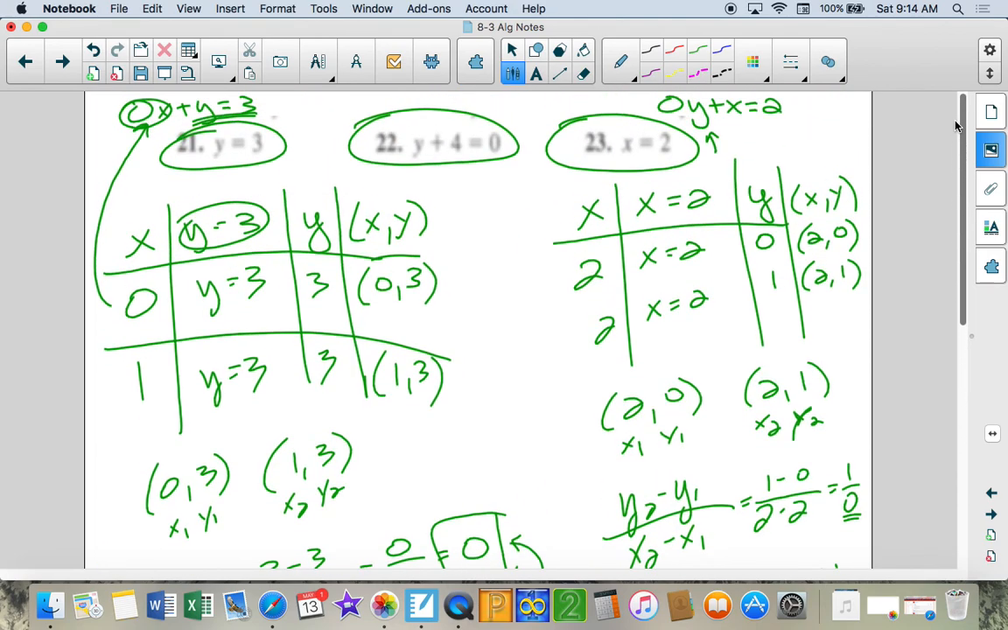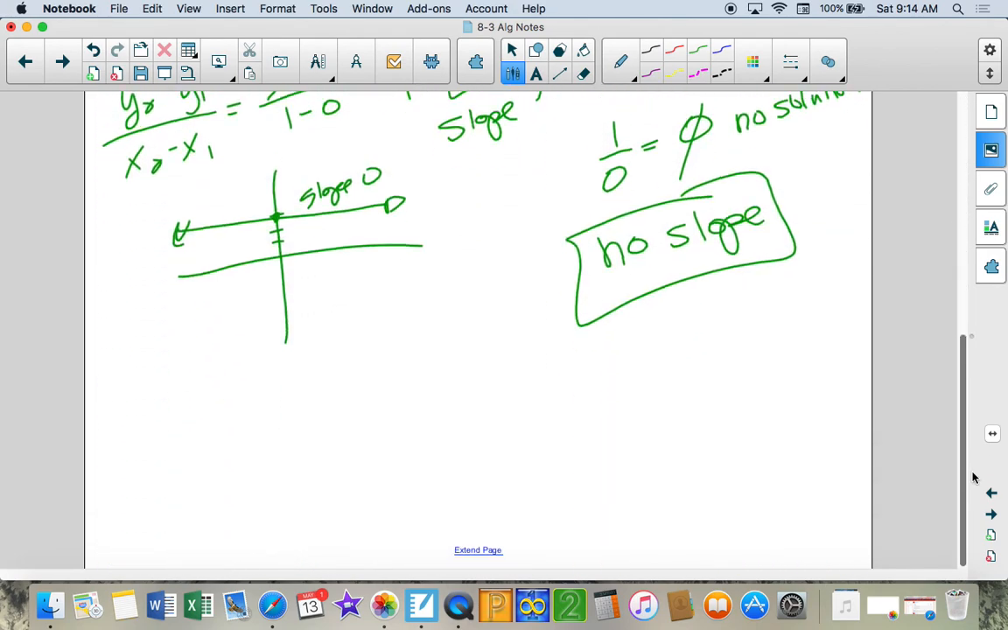What type of line is this? That is a vertical line. It says x equals 2. 1, 2. It's going to cross the x-axis at 2. So when we have vertical lines, they have no slope. All vertical lines have no slope. Horizontal lines have 0 slope, not no slope.